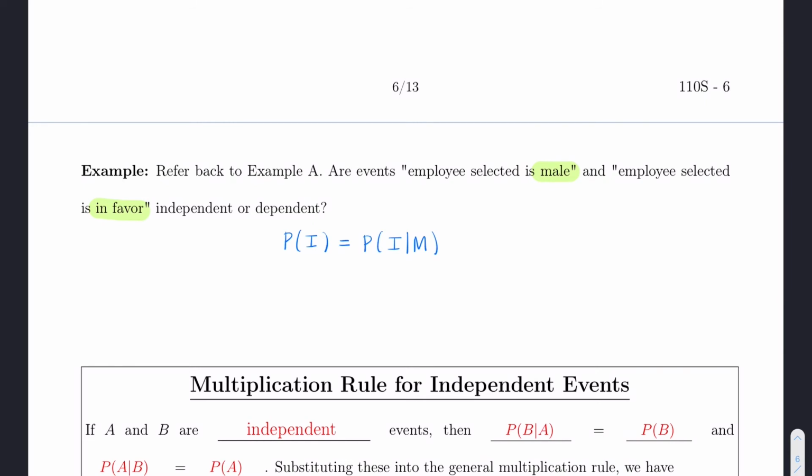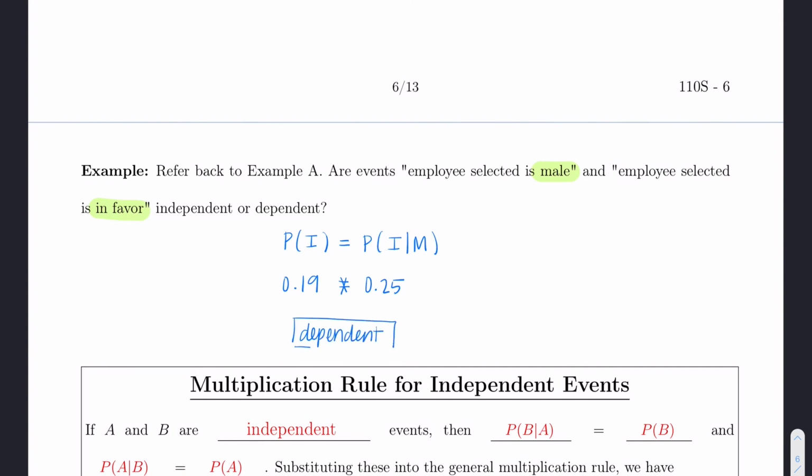And so here I've already found both of these probabilities in earlier examples. The probability that one person was in favor was equal to 0.19, but the probability that somebody was in favor given that they were male was 0.25. So these events are not independent, which means they are dependent.